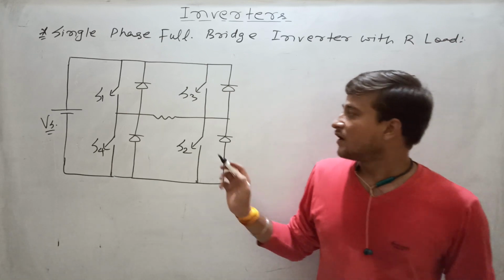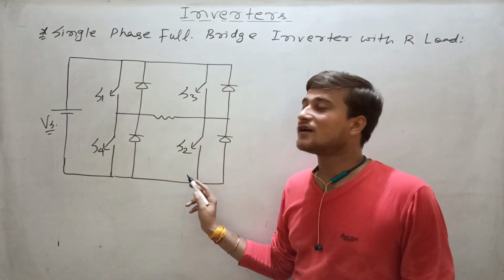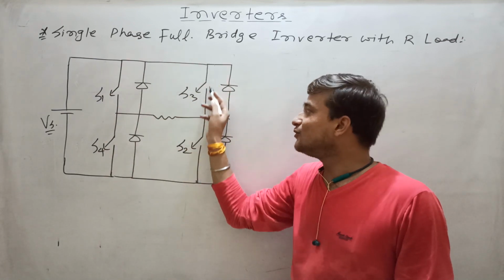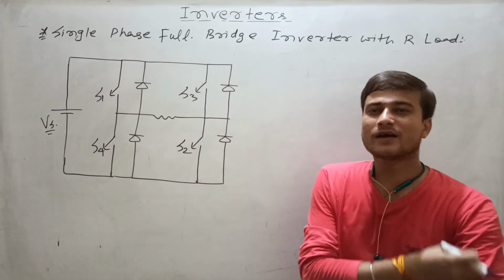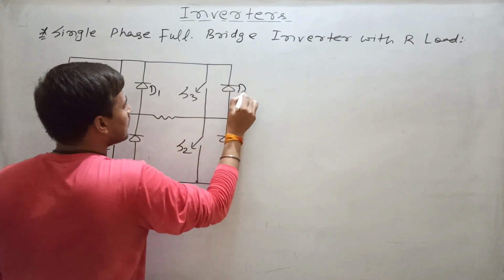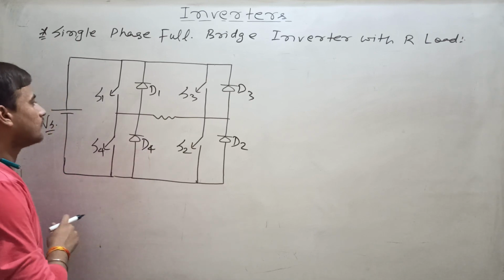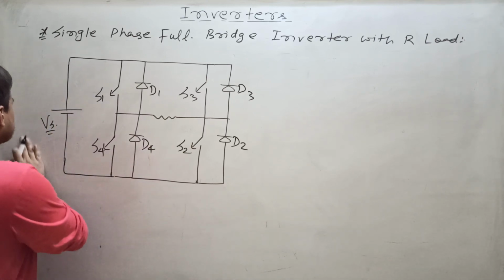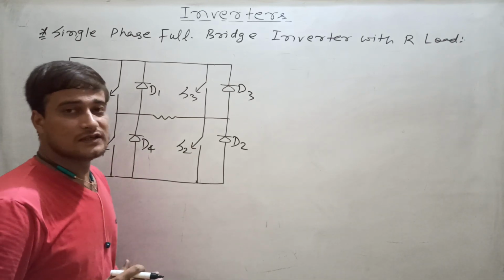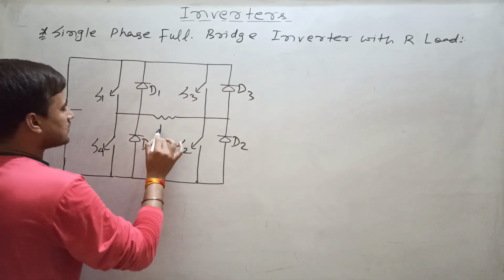In the positive cycle, you will see that S1 and S2 will be conducting together, and in the other cycle, you will see S3 and S4 will be conducting together. That's why we are giving the names like this. So here it will be D1, D3, D2, D4. Clear? This is supply voltage Vs. This is resistance R.